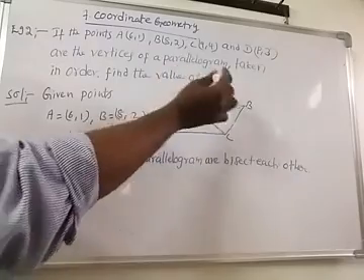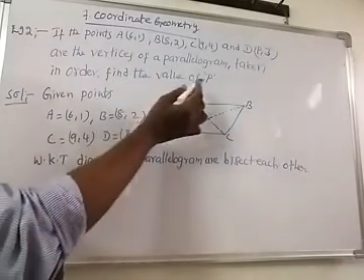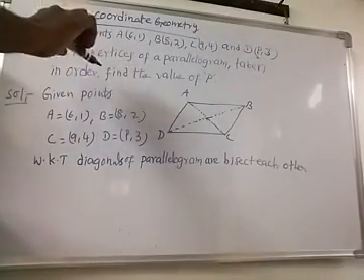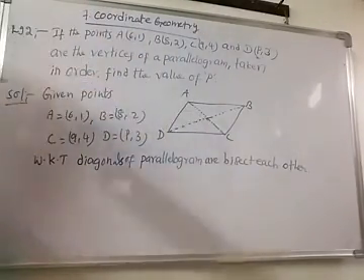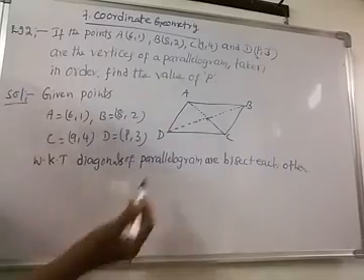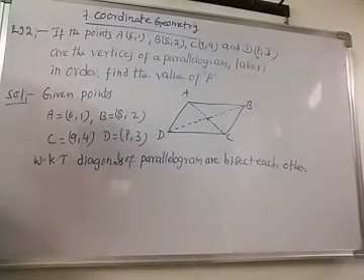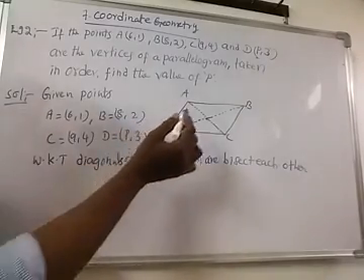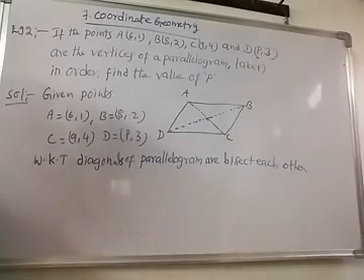Now if the points A(6, 1), B(8, 2), C(9, 4) and D(p, 3) are the vertices of a parallelogram taken in order, find the value of p. So here the given points form a parallelogram. Now in this parallelogram, the diagonals bisect each other.